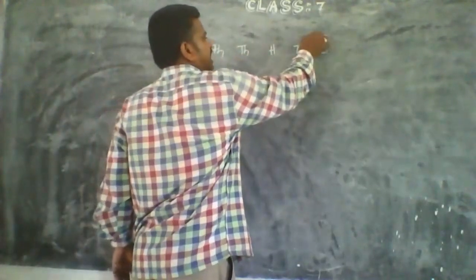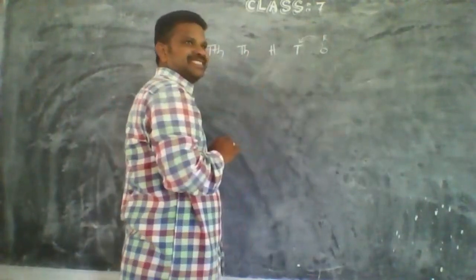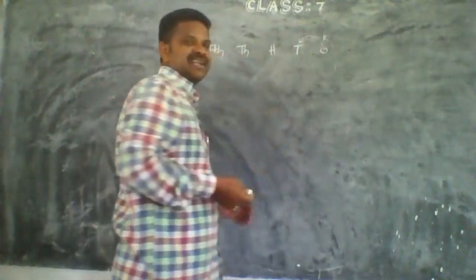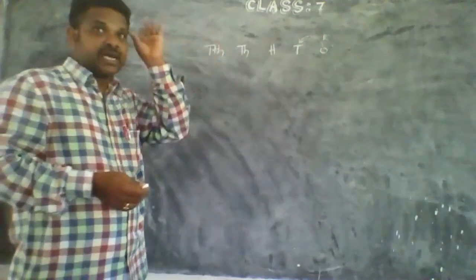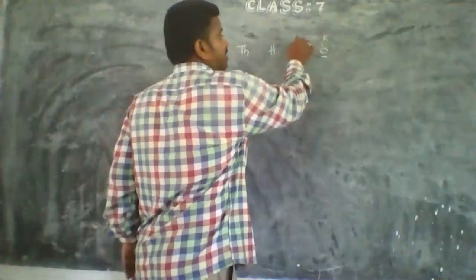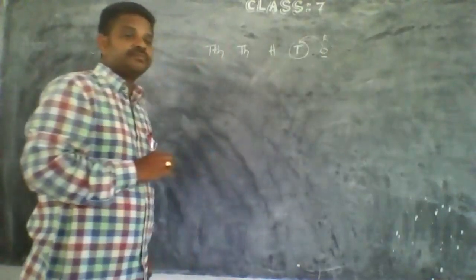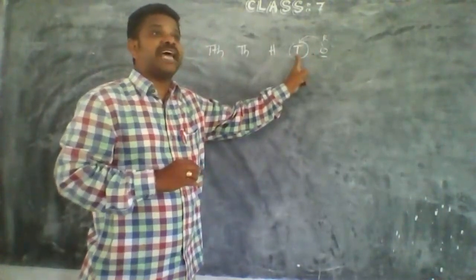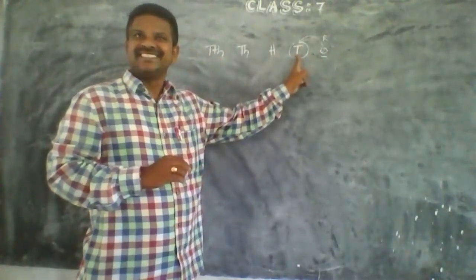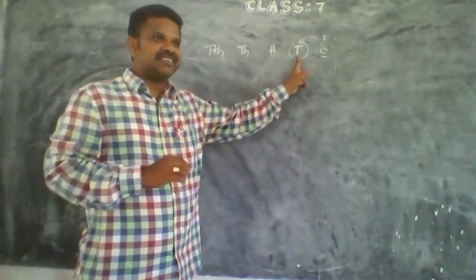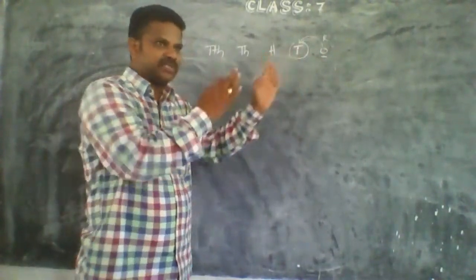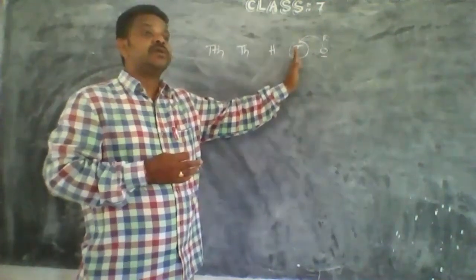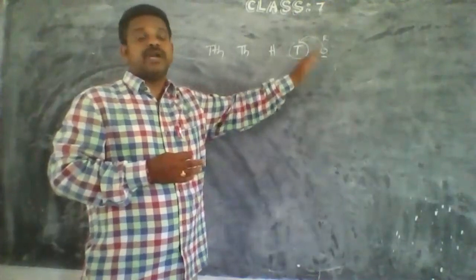When we are moving from right to left, how many ones make 10? 10 ones make 10. And what about ones when we compare with the tens? Ones is 1/10 part of 10. What about one when we compare with 10? 1/10 part of 10.